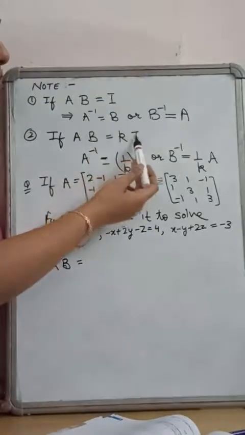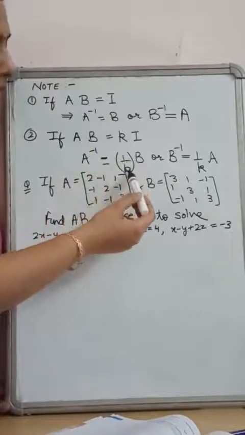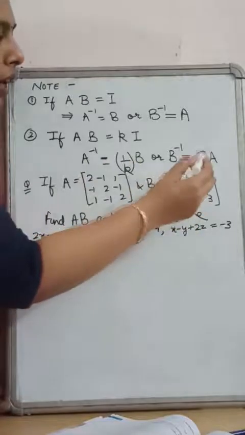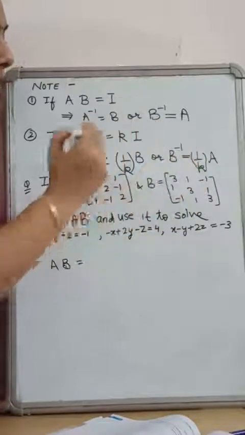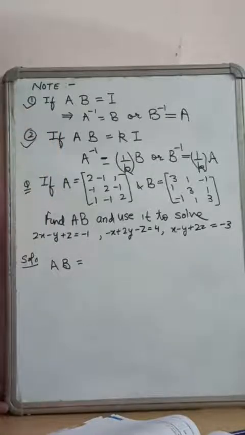If AB is the multiple of identity matrix, then A inverse is 1 upon k into B or B inverse is 1 upon k into A. I am discussing the question based on these results.